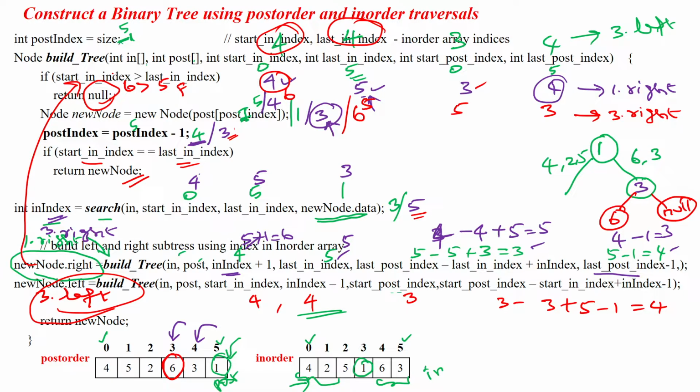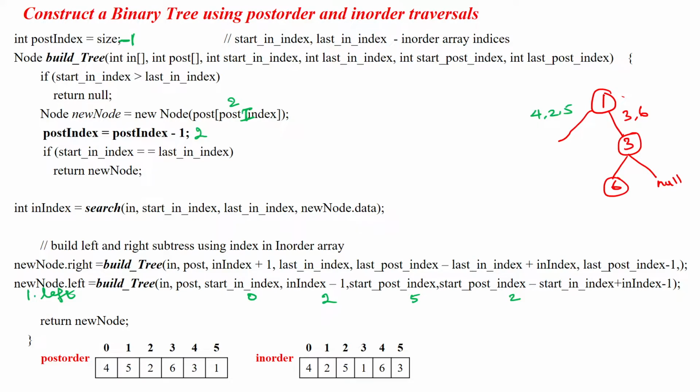So now the left subtree is over in this procedure, and the right subtree is over. After constructing the right subtree, here we are finding the left subtree for the node 1. So these are the values we have calculated from the previous recursion, 1 dot right. Now these values are passing here: 0 is the starting in order index, 2 is the last in order index, 5 is the starting post order index, and 2 is the last post order index.